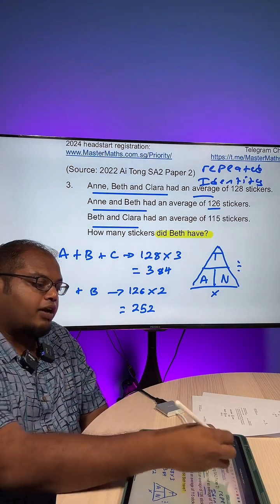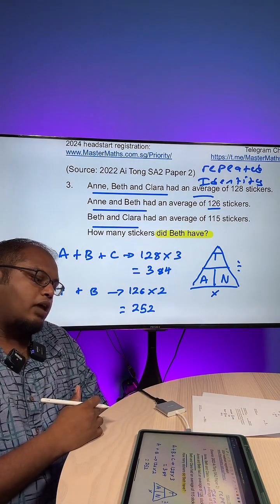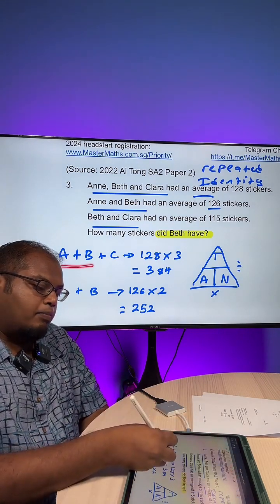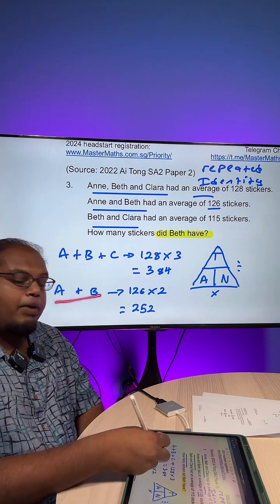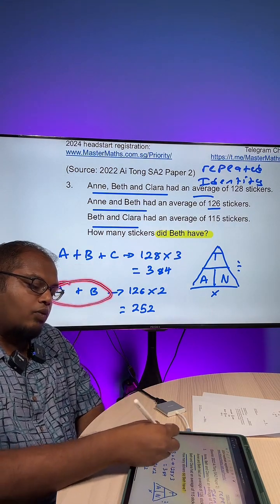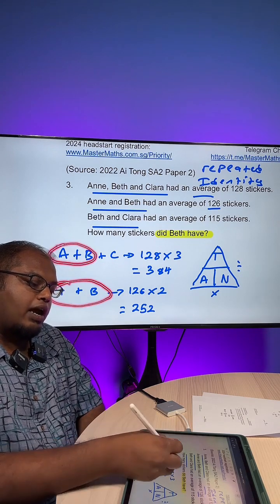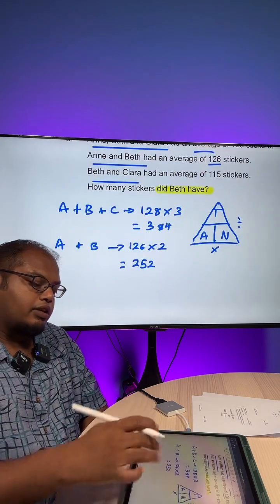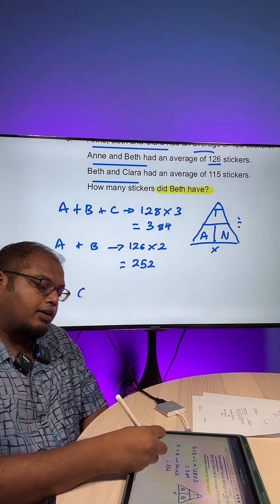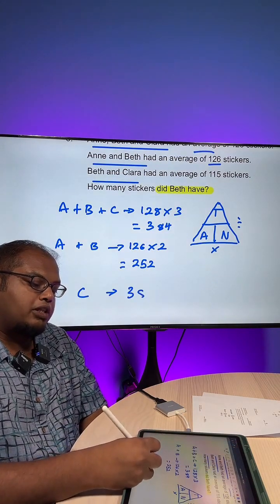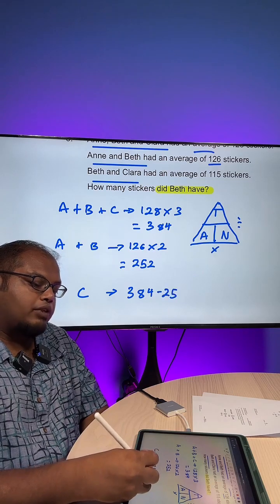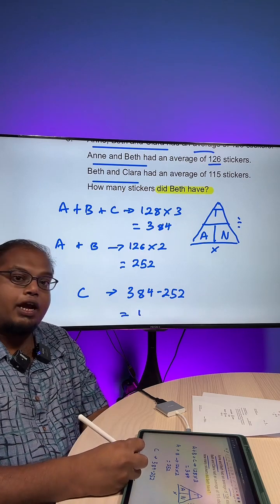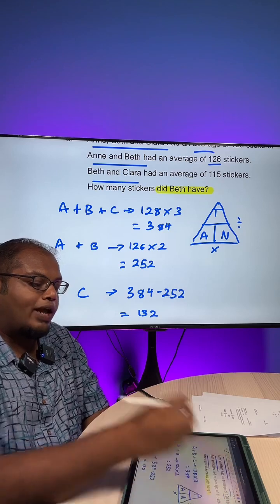Right now itself, before I even go to the third item there, I can already find someone. You see? Here I got N, Beth, and Clara. Here I have N and Beth. What happens if I take this out from here? If I take this out, I'm left with Clara. When I'm saying take out means minus. So basically for Clara, it will be 384 minus 252. And I get 132. So now I already know what Clara has.